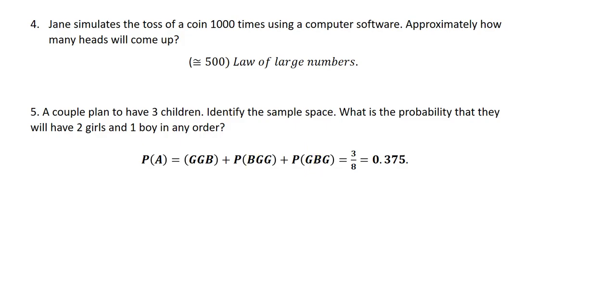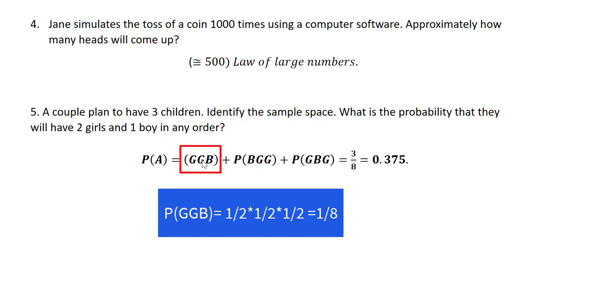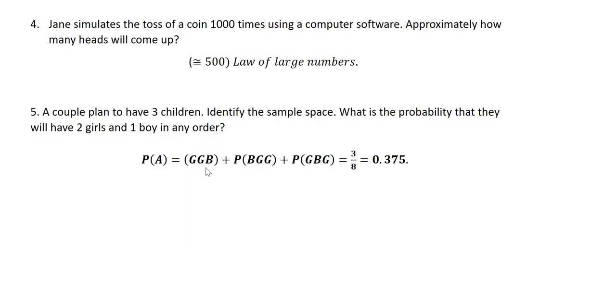And each time the events are independent events. So for example, the probability they will have a girl and then a girl and then a boy will be 1 over 2 times 1 over 2 times 1 over 2, which is 1 over 8. And since they are independent events, each of these will be 1 out of 8, 1 out of 8, and 1 out of 8.